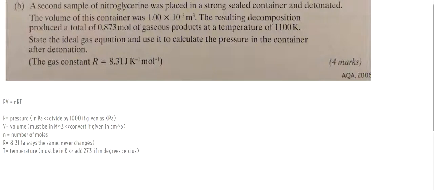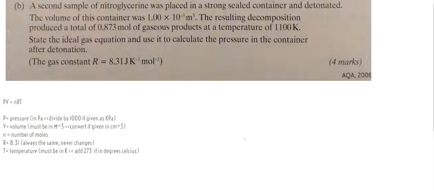Okay, so this is an example of how to use the ideal gas equation. The question is from a past paper by AQA in 2006. So the first thing you have to do is read it and underline the key information using a highlighter or a pen.